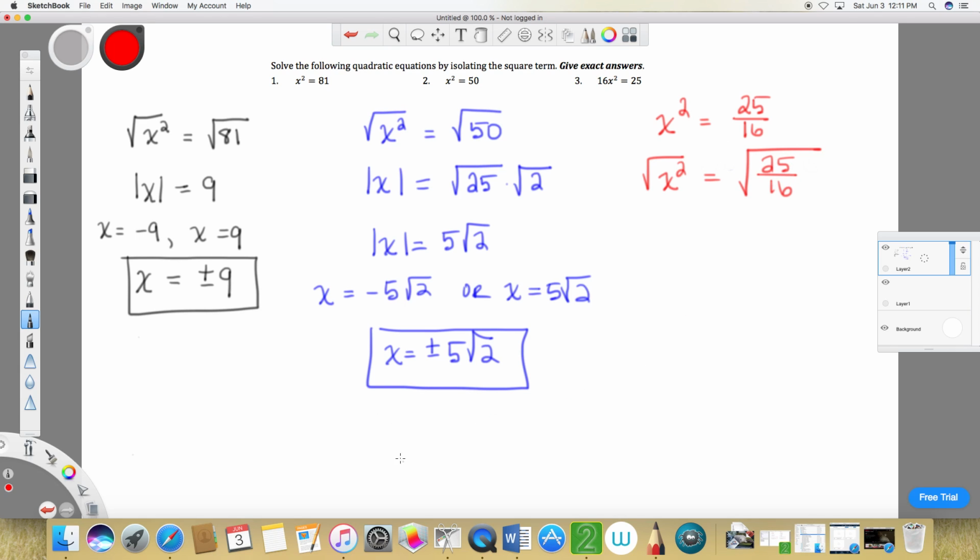And remember, just a moment ago, I wrote down that there is a property that if you have multiplication, that splits apart. Well, if you have division, the same thing. If you have the square root of a divided by b, that's the square root of a divided by the square root of b. So here with the square root of x squared, we know that's the absolute value of x. And we can split this apart and take the square root of the numerator and the square root of the denominator separately. The square root of 25 is 5. The square root of 16 is 4.